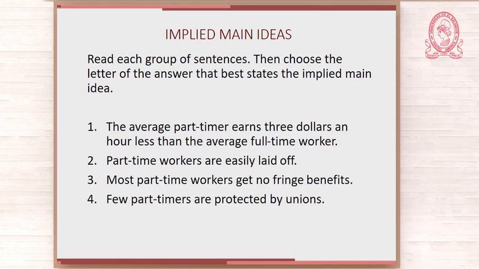Now it's your turn. Read each group of sentences. Then choose the letter of the answer that best states the implied main idea. Number 1. The average part-timer earns $3 an hour less than the average full-time worker. Number 2. Part-time workers are easily laid off. Number 3. Most part-time workers get no fringe benefits. And number 4. Few part-timers are protected by unions.